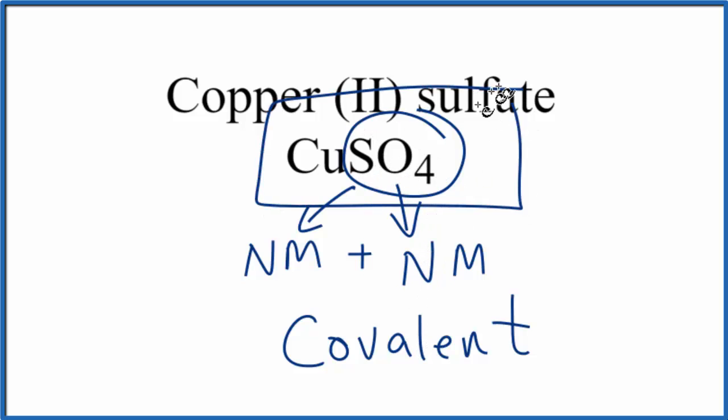But overall, the bond between the positive copper(II) ion and the negative sulfate ion is going to make up an ionic compound. So CuSO4 is an ionic compound with covalent bonds in the polyatomic ion.